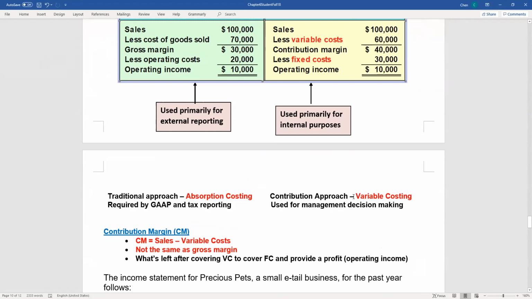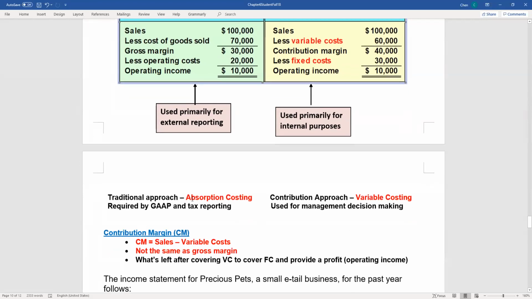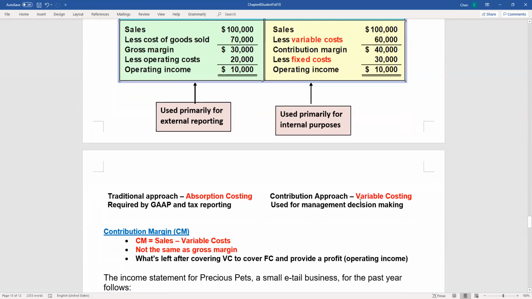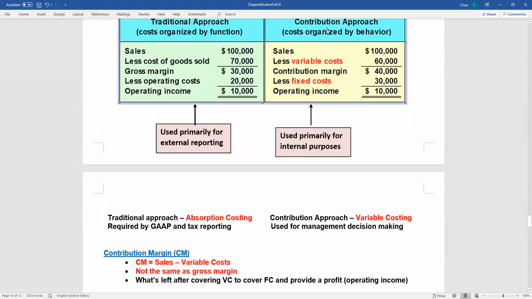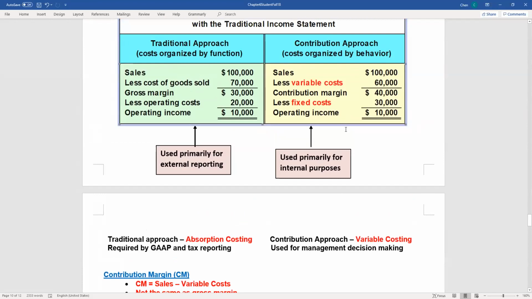But contribution approach is also called variable costing. Just some concepts for you to understand. If we talk about absorption costing, it is the traditional approach, and if we talk about contribution or variable costing, we are referring to this contribution approach income statement where we differentiate variable cost and fixed cost.